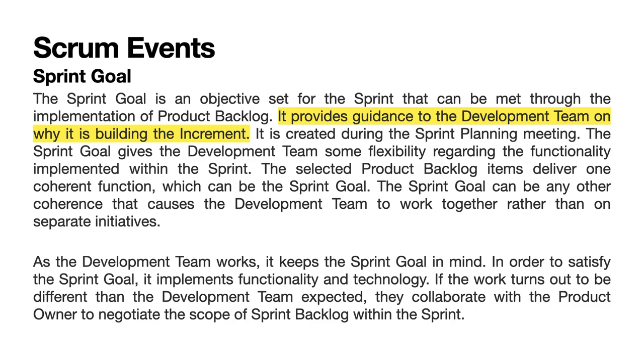The sprint goal gives the development team some flexibility regarding the functionality implemented within the sprint. The selected product backlog items deliver one coherent function, which can be the sprint goal. The sprint goal can be any other coherence that causes the development team to work together rather than on separate initiatives. As the development team works, it keeps the sprint goal in mind. In order to satisfy the sprint goal, it implements functionality and technology. If the work turns out to be different than the development team expected, they collaborate with the product owner to negotiate the scope of sprint backlog within the sprint.